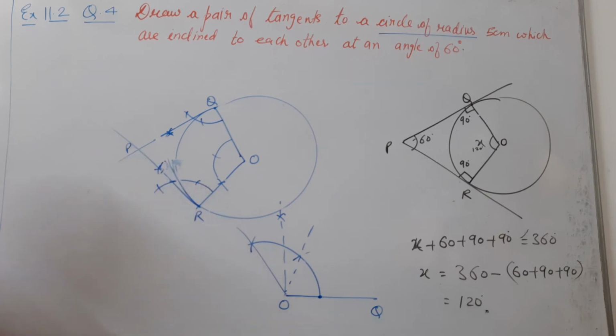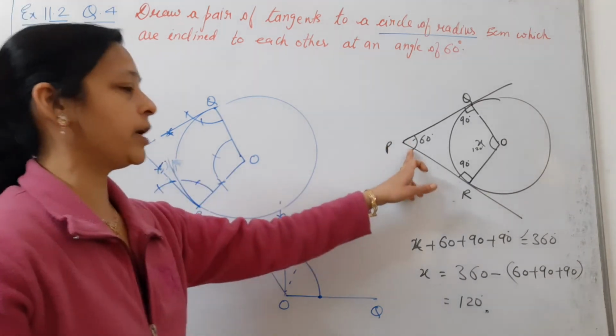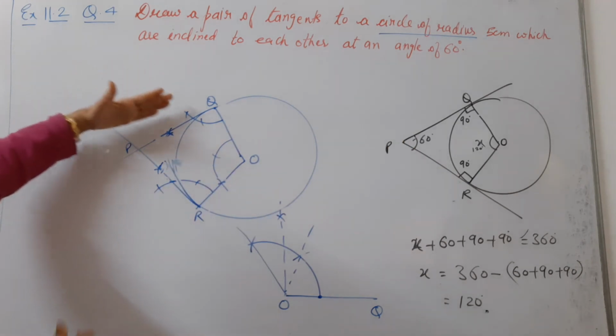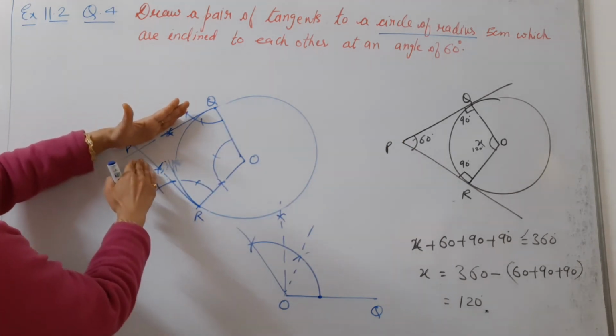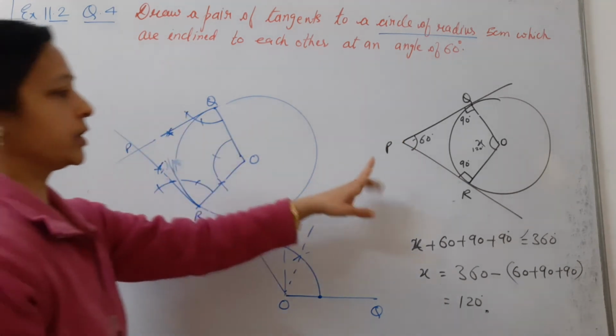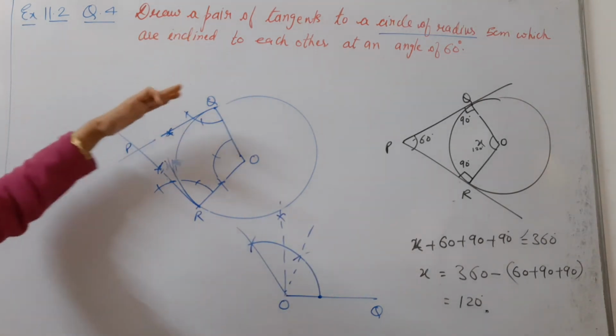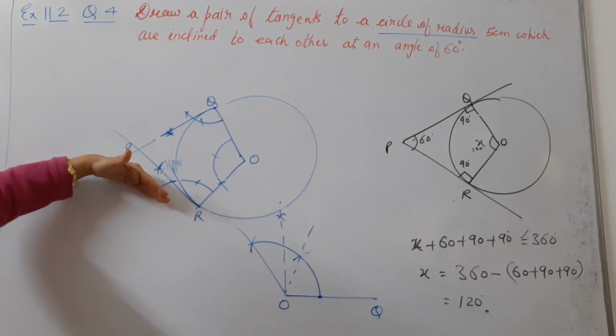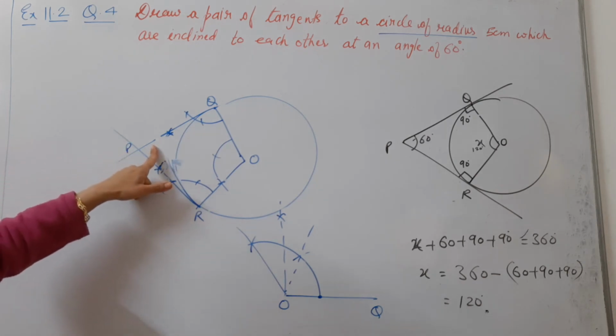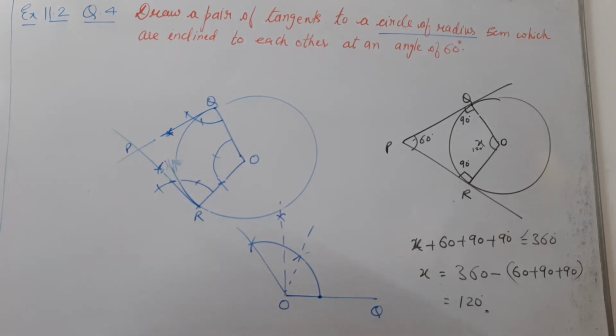So we got point P, which is the required point, and you can check by using your protractor that this is 60 degrees. Okay, this is the construction of tangents. We have constructed PQ and PR as tangents to the circle, and these tangents are inclined at an angle of 60 degrees.